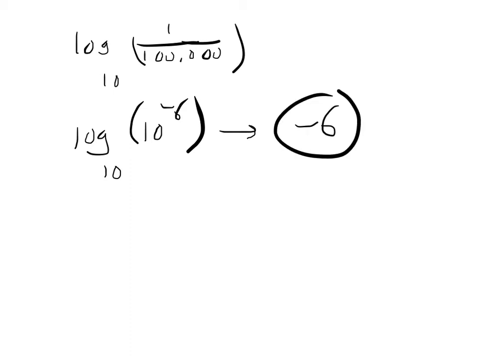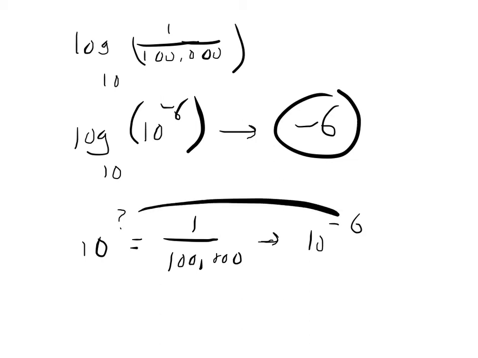I also could have looked at the first expression up here and said, okay, 10 to some power equals 1 over 100,000. You say, okay, well 1 over 100,000, that is 10 to the negative sixth, therefore I'm looking at an answer of negative 6.